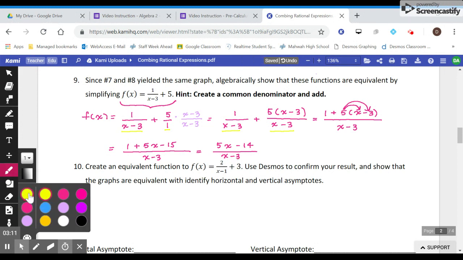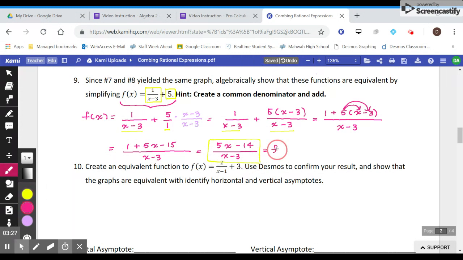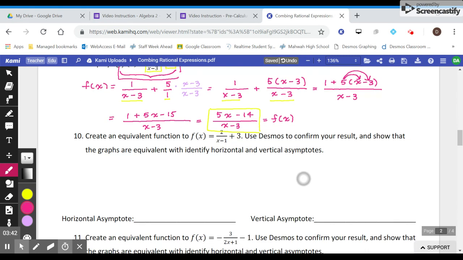So that's how I take a function with two terms, as I have here in the example, 1 over x minus 3 plus 5, and turn it into a fraction that only has one term. So these two functions are equivalent to each other. These are both equal to f of x. And you can confirm that you've done this correctly by graphing the original f of x and the one that you just got when you simplified all the way down. If it produces the same graph and the same table of values, you know that you've done it correctly.